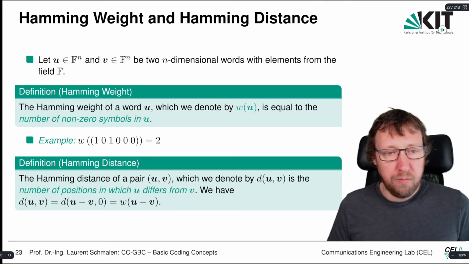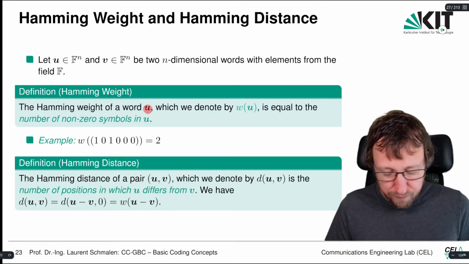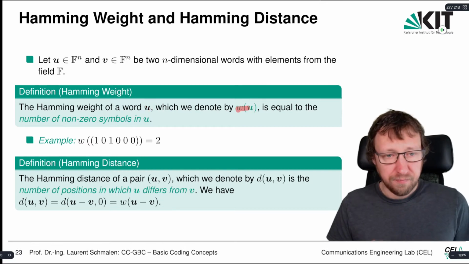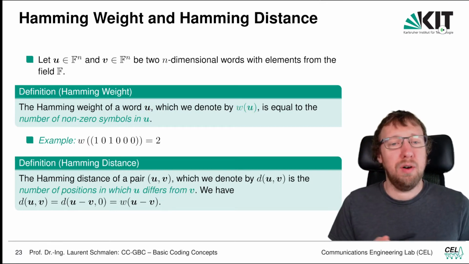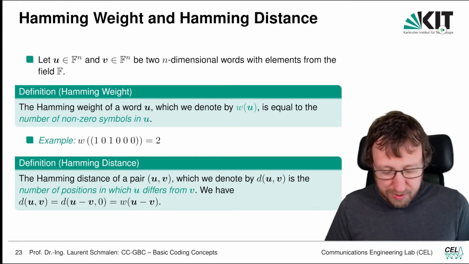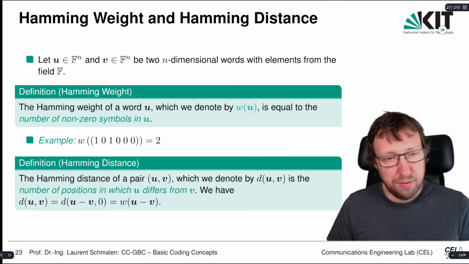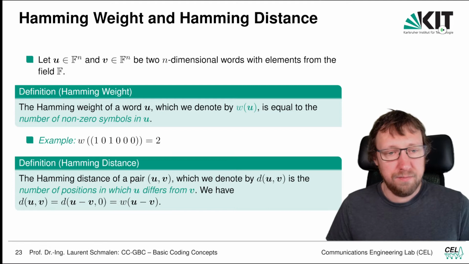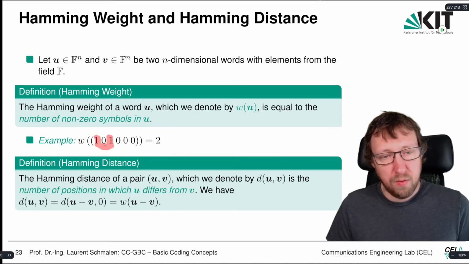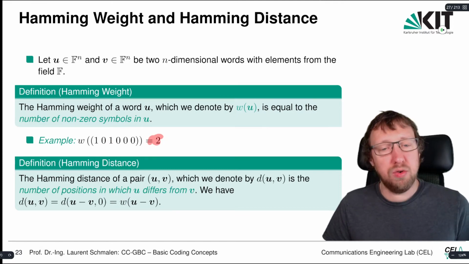The Hamming weight of a vector U, which we denote by W of U, essentially corresponds to the number of non-zero symbols or bits in U. We just count how many of the values in U are not equal to 0, and that's the Hamming weight. For this vector, we have two non-zero symbols, so the Hamming weight is equal to 2.